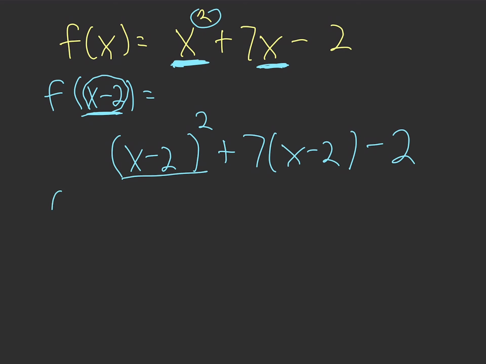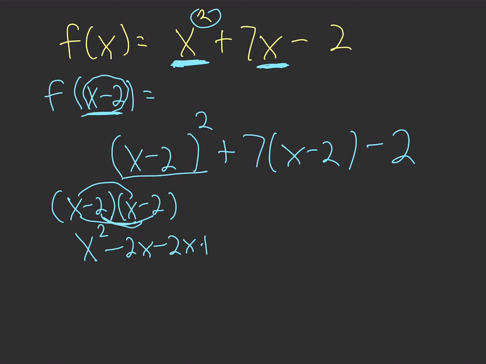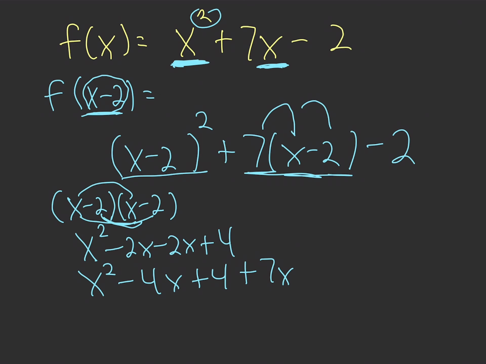This right here, you have to multiply the x minus 2 times itself, which is going to come out to be an x squared. You got a -2x, then you got another -2x, and then you've got plus 4. That'll simplify to x squared, take away 4x plus a 4. Now this right up here, we're going to distribute the 7 into the x and the -2. So we're going to have plus 7x minus 14, and then we still have the minus 2 on the end.